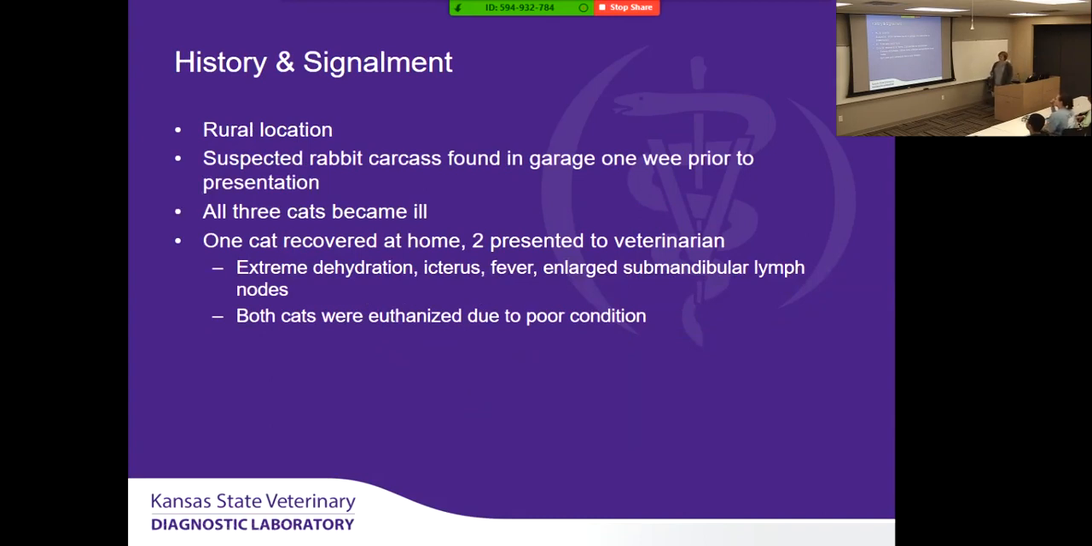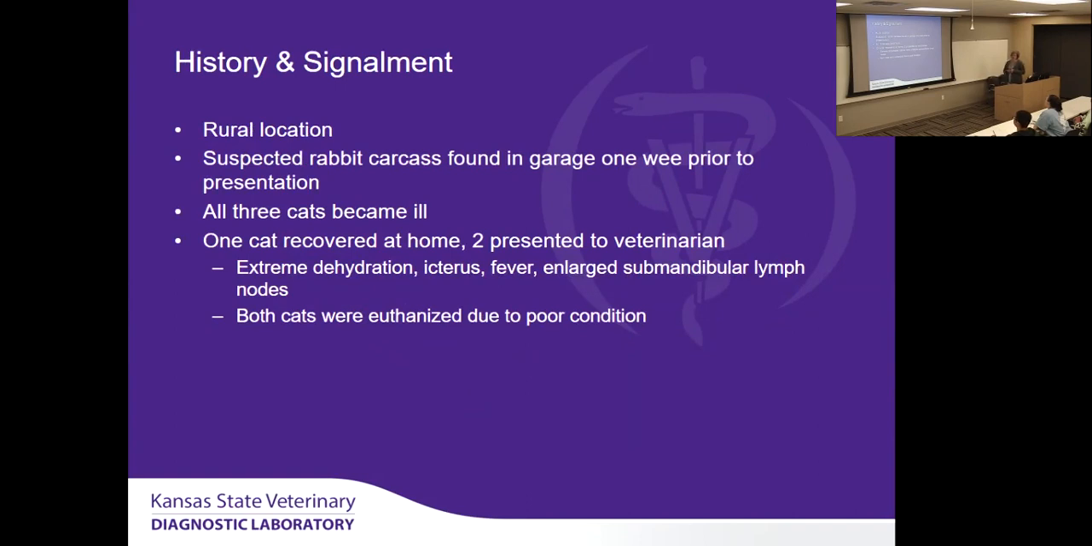So a lot of times these cats live in a rural location. A lot of times they're barn cats or outside cats on a farm, or outside cats in town as well. There's ticks everywhere. So these cats did live in a rural location. The owners had found what they thought was part of a rabbit carcass in their garage 1 week prior to presentation, and all 3 cats became sick at the same time. They were all sharing the rabbit carcass.